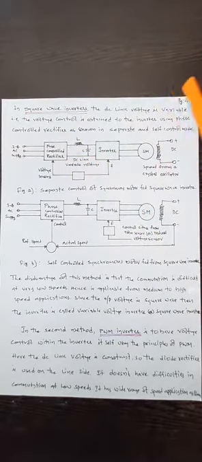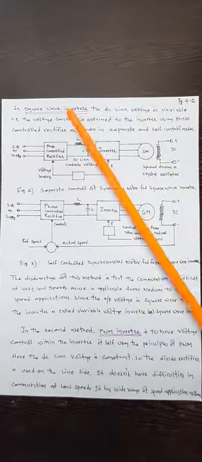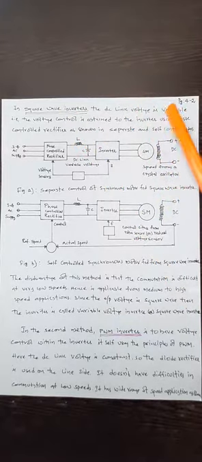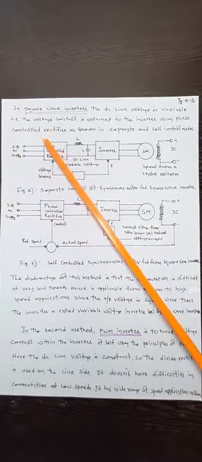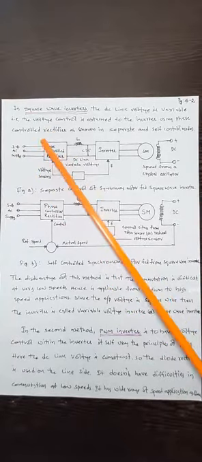See here, in a square wave inverter, the DC link voltage is variable. That is, the voltage control is obtained for the inverter using a phase control rectifier. Phase control rectifier in the sense a general three phase control rectifier, as shown in separate control as well as self control. See here, a three phase AC supply is fed to the phase control rectifier.